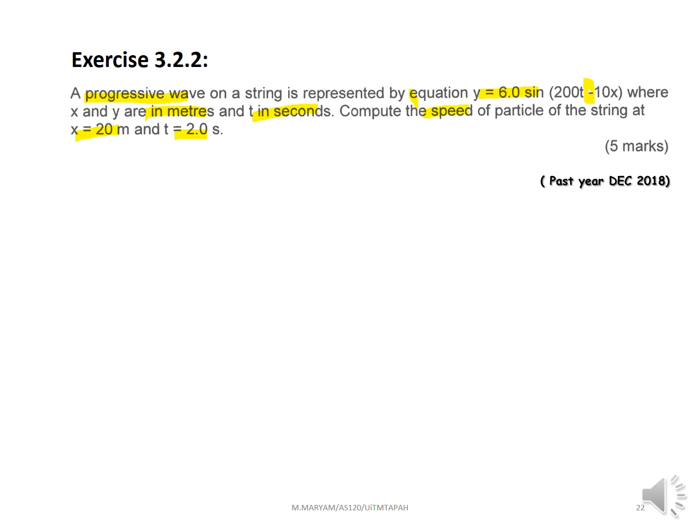The question asks for the speed. As you can see here, given x at 20 meters and t at 2 seconds already, this means that you need to use the equation of velocity as a function of x and t, which is v equal to A omega cos(kx − omega t). So take all the information here so you can find the speed, and substitute the x value and t value in this equation. Okay, good luck.